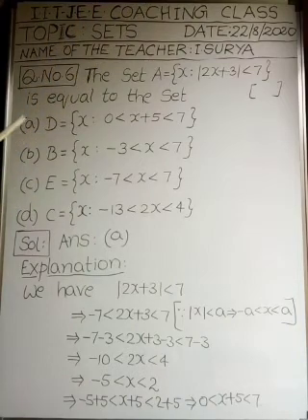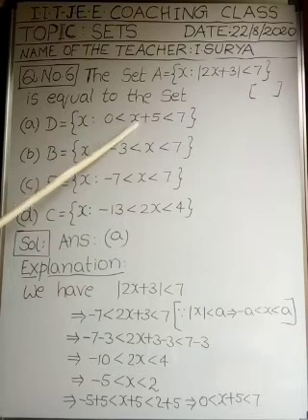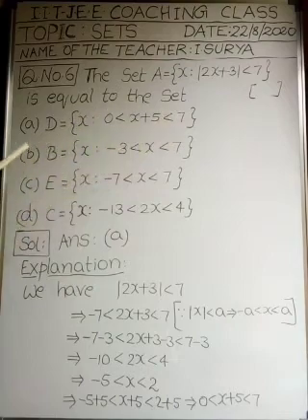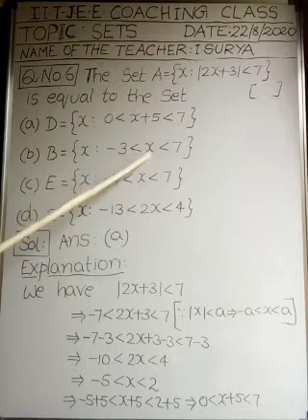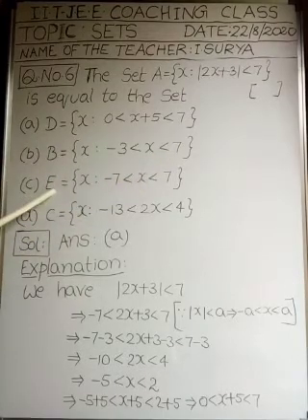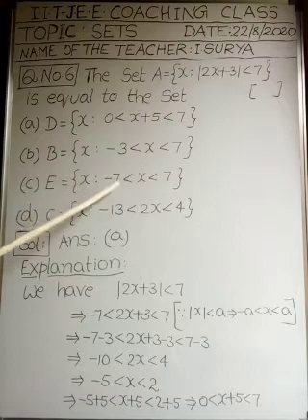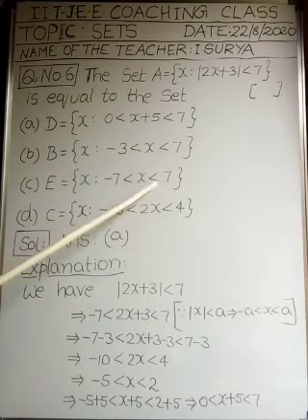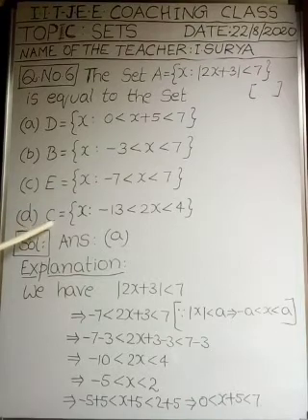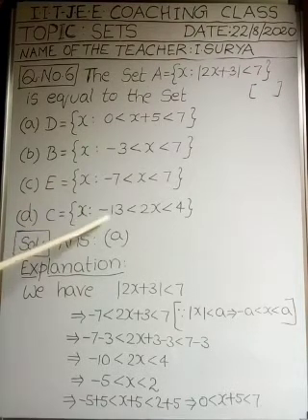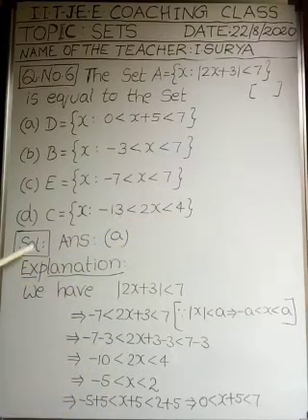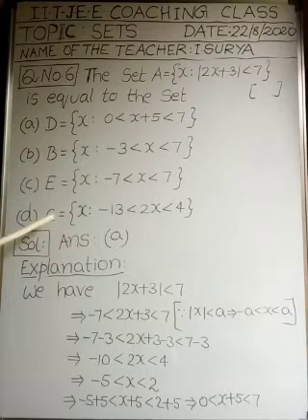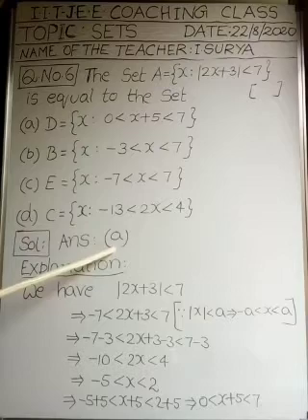Right. See the first option, D is equal to set of all x such that 0 less than x plus 5 less than 7. See the second option, B is equal to set of all x such that minus 3 less than x less than 7. Now come to the third option, E is equal to set of all x such that minus 7 less than x less than 7. Now come to the fourth option, C is equal to set of all x such that minus 13 less than 2x less than 4. Now come to the solution part. Out of these four options, first option is the correct option.